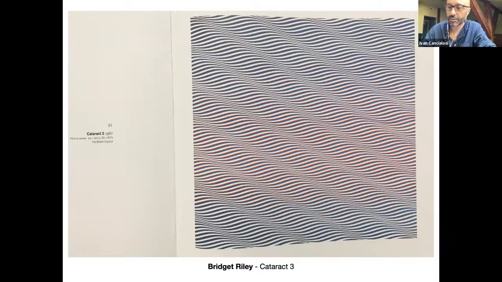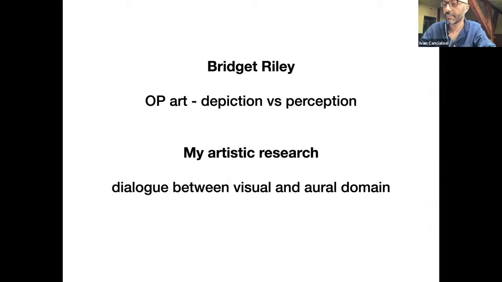Now I would like to give a little introduction to Bridget Riley, her approach to art, and her connection to my music research. She's a British painter, the most representative of the op art movement, standing for optical illusion art, a movement started in 1965 with the introduction of Riley's works to the public. I'd like to quote a few key sentences from Riley's book to help define depiction versus perception and make a parallel with music.